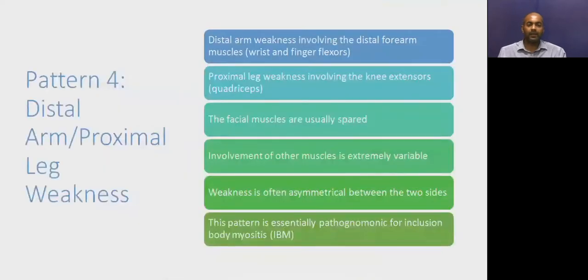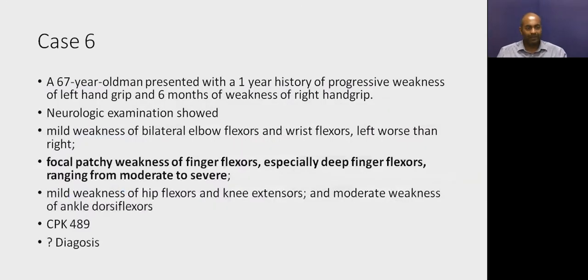Right. So the next pattern is distal arm and proximal leg weakness. Distal arm weakness involves the distal forearm, that is wrist and finger flexors, and proximal leg weakness involves the knee extensors, mainly the quadriceps. In this pattern, facial muscles are usually spared. So when we see this pattern, distal arm and proximal leg, this pattern is synonymous with inclusion body myositis. So let's see a case.